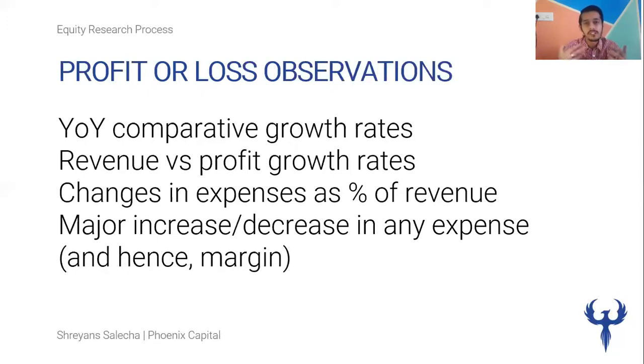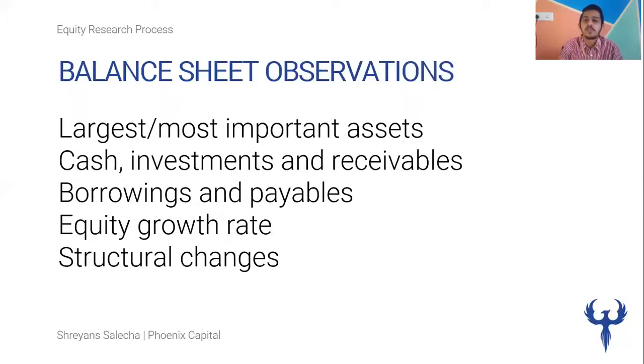With profit or loss, revenue is the most important thing. So we are trying to compare the revenue and profitability, and obviously the expenses are between the profits and the revenues, right? So this is how we can try to understand how the line items in the profit or loss statement are changing. Then let's move on to the balance sheet.